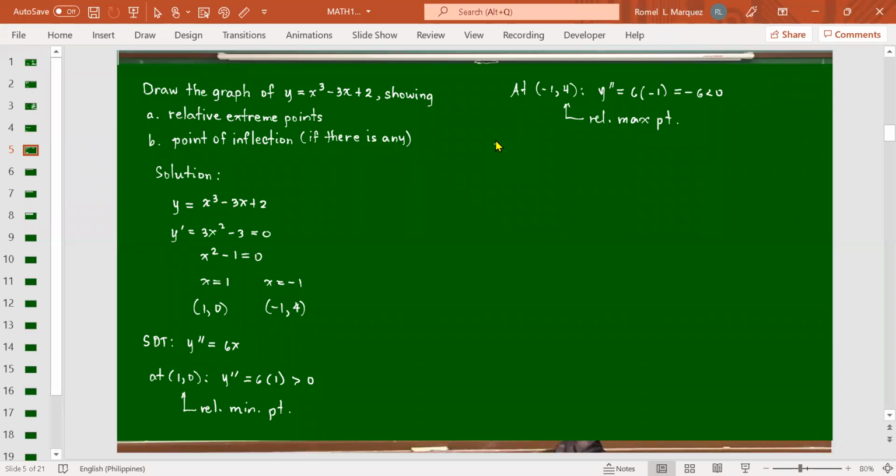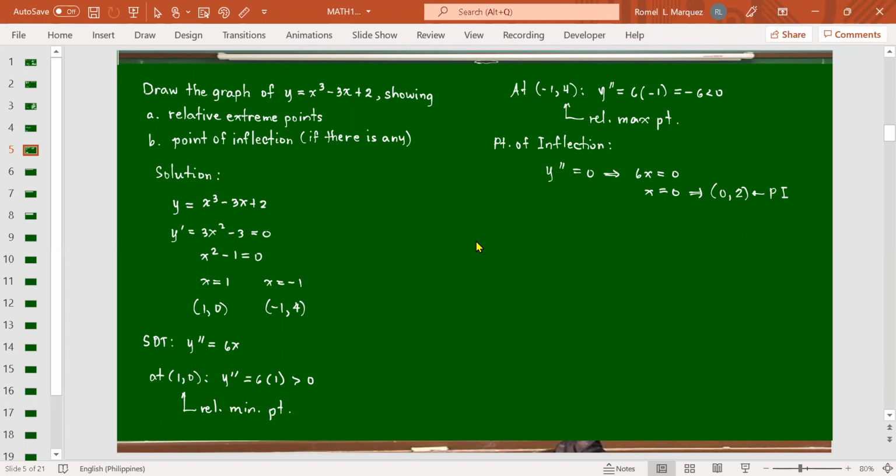What about the point of inflection? For the point of inflection, we get it from where? From y double prime equal to 0. So 6x equal to 0. What is x? 0. If x is 0, what's the y value? Positive 2. So this is a point of inflection because this is not a relative min and not a relative max. So point of inflection. Okay?